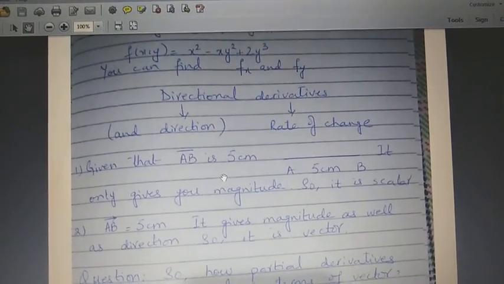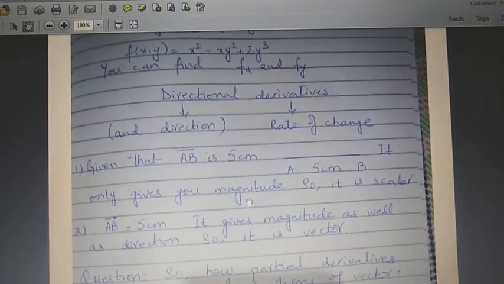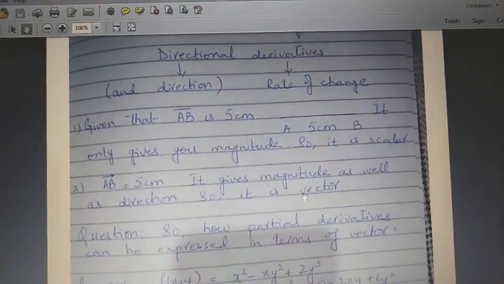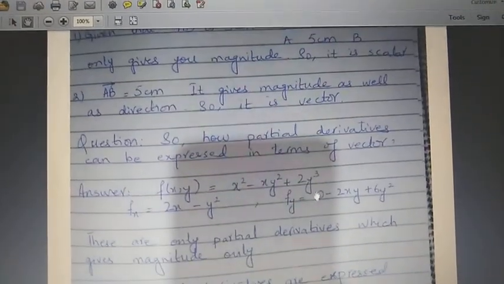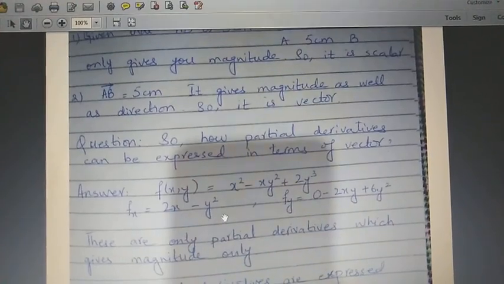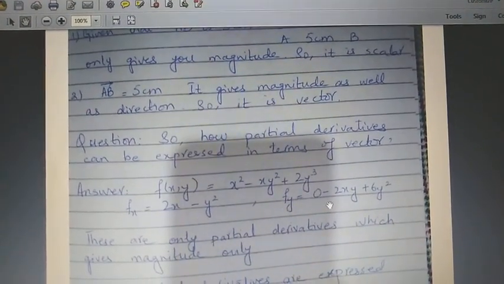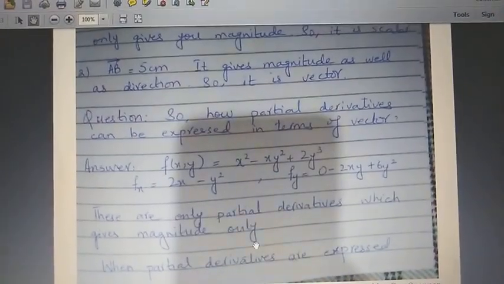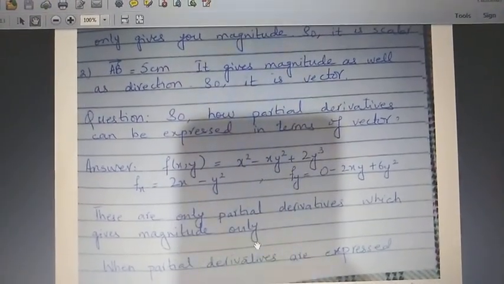If you have a line segment of 5 centimeters, it only gives you the magnitude as a scalar, but if a direction is assigned with it, that line segment becomes a vector. Here you have a question with a similar function and you have to find its first order partial derivative with x and y. These partial derivatives only give you the magnitude. This means that the partial derivatives are only scalars.